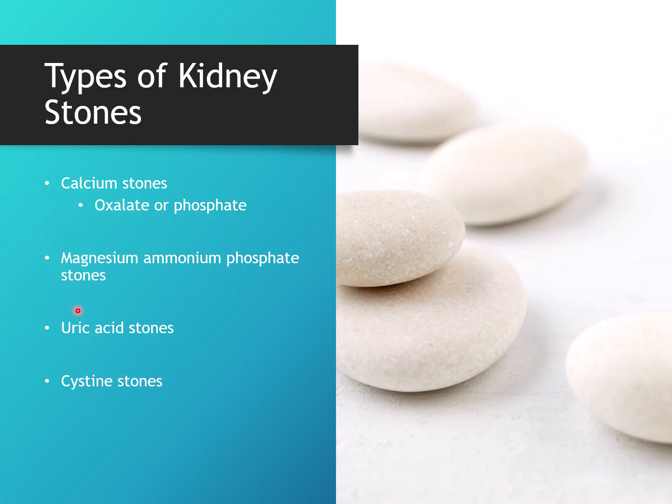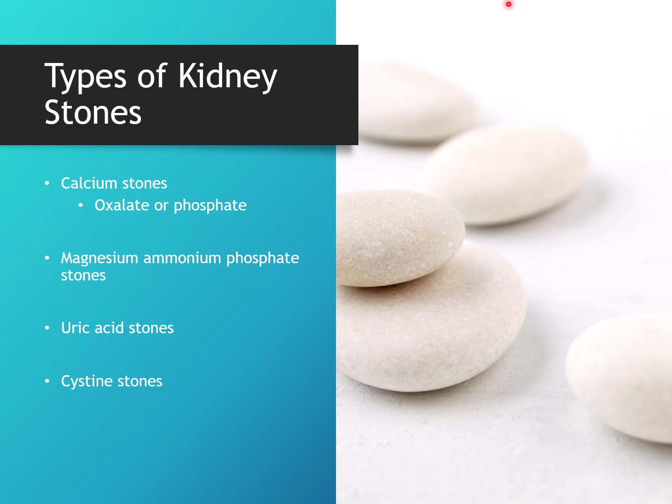Magnesium ammonium phosphate can also cause kidney stones. Those usually occur in patients who seem to have more very alkaline urine. Those are stones that often grow to fill the entire renal pelvis. We term those staghorn stones. Those are almost virtually impossible for a patient to pass on their own because, again, they fill the entire renal pelvis.